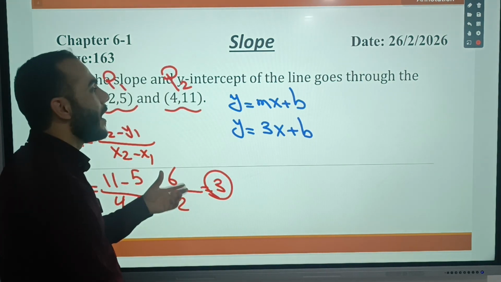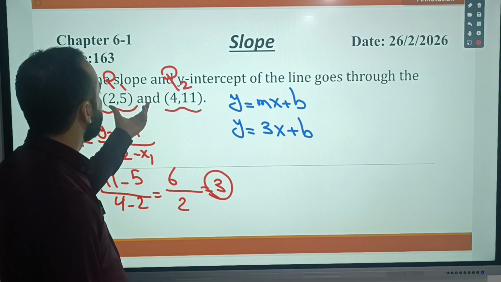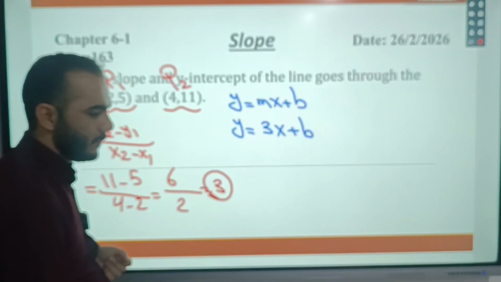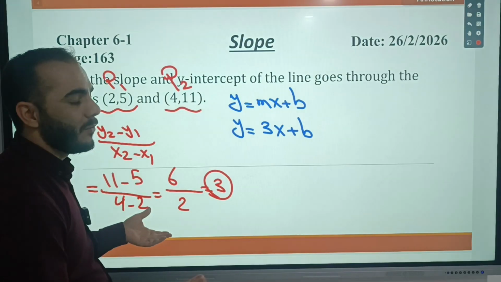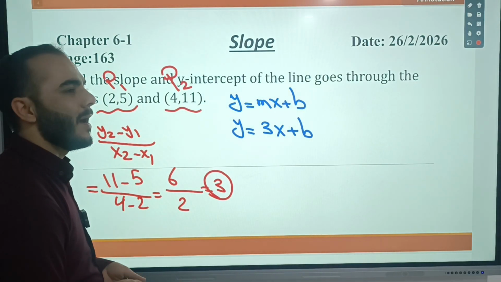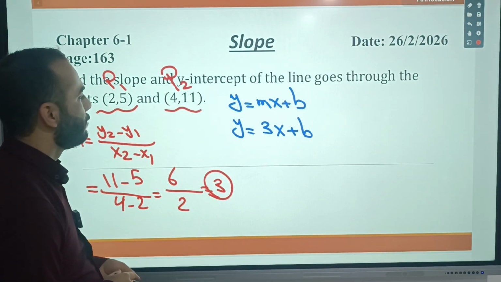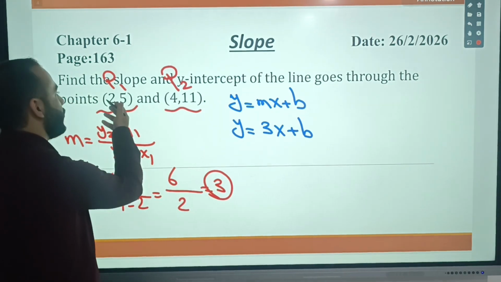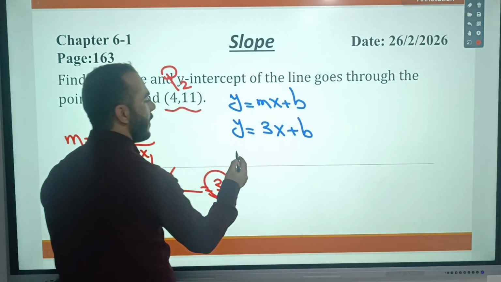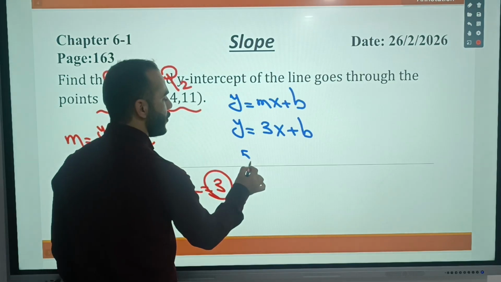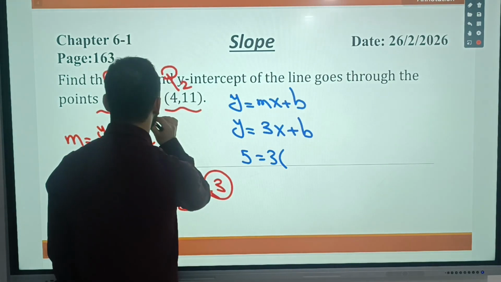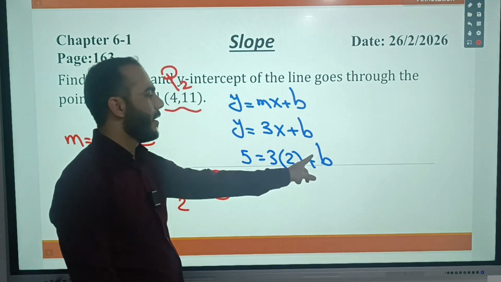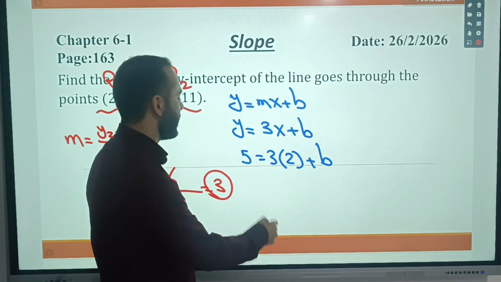Right now, choose one of these 2 points. It doesn't matter which one you choose, because you are going to get the same answer after you substitute it into this function. I would like to pick (2, 5). So instead of y, I will put 5, and 3 times, instead of x, 2, plus b. Right now I have only one unknown, and easily I can get its value.